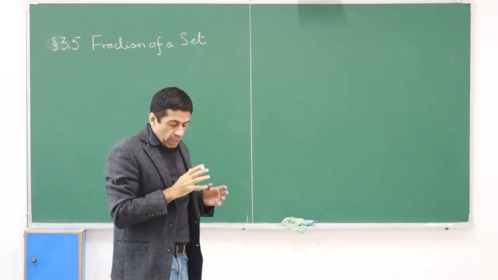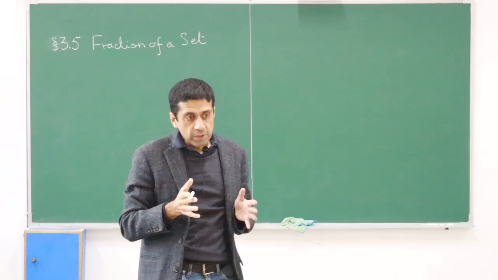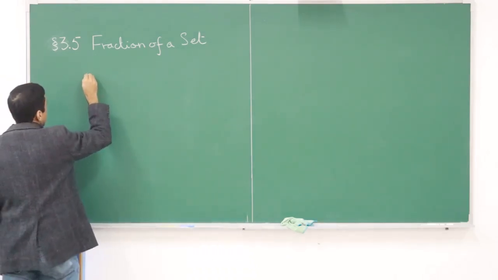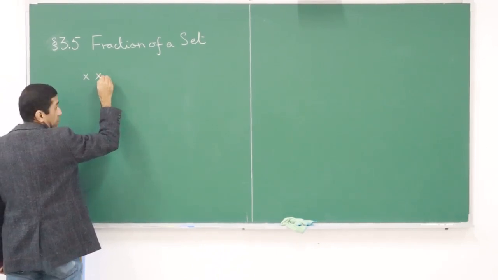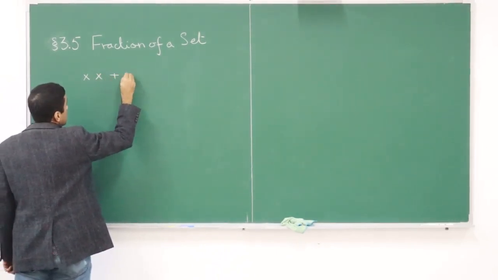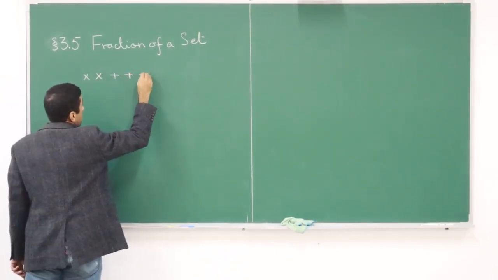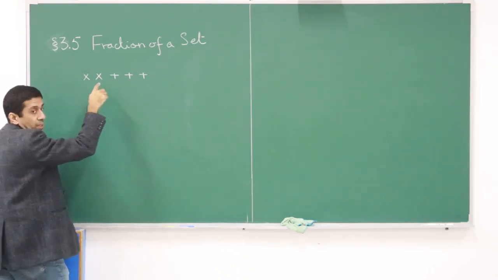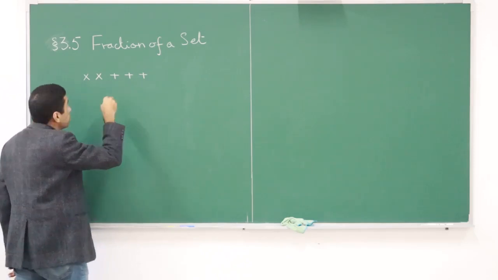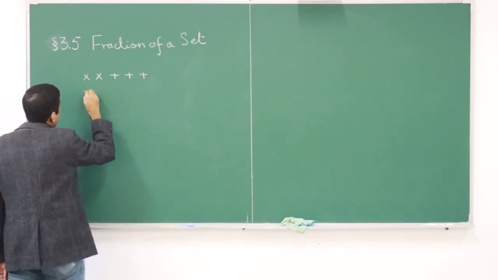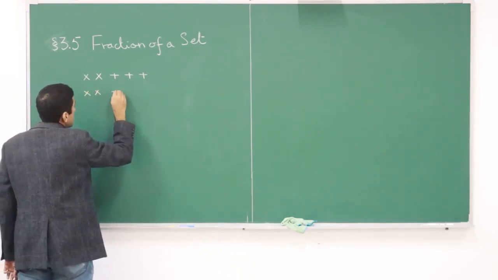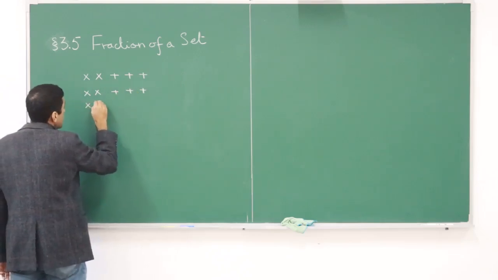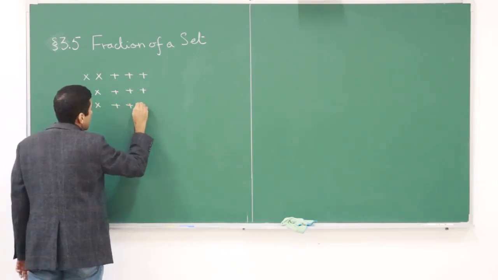Okay, so let's say we have a situation where you have some children, and out of every 5 children, 2 are girls. So there are 5 children, and the girls are the multiplication symbols and the plus symbols are the boys. Then you have 2 girls, and then you have 3 boys. So out of every 5, you pick these 5.